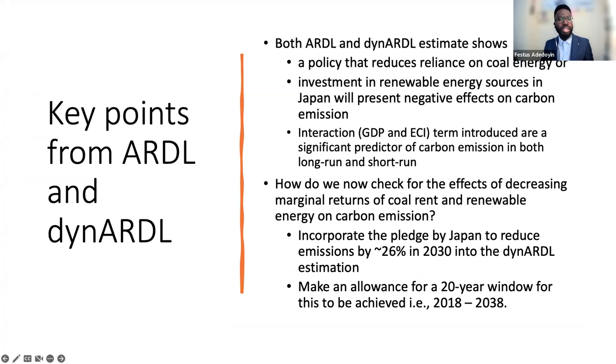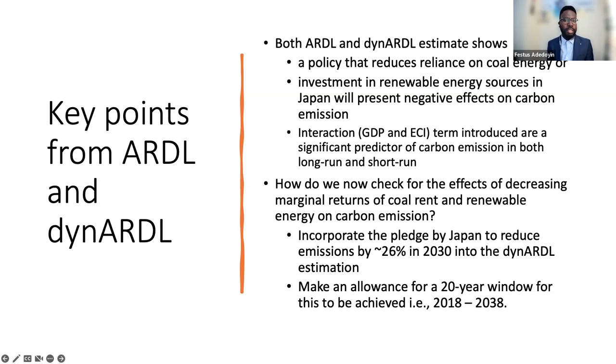And then we move on to the counterfactuals. Here we argue, if we try to incorporate a pledge, Japan has a pledge that says that by 2030, in 6 or 7 years' time, we will reduce emissions significantly by 26%. That's a very ambitious objective, but we ask: should you reduce reliance on coal energy, or should you invest in renewables? We decided to look at these two options: investing in renewables or disinvesting in non-renewables. And so we have counterfactual shocks.